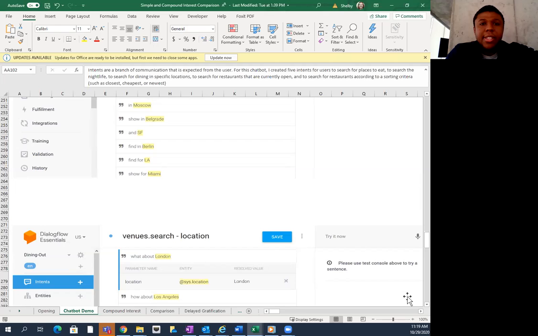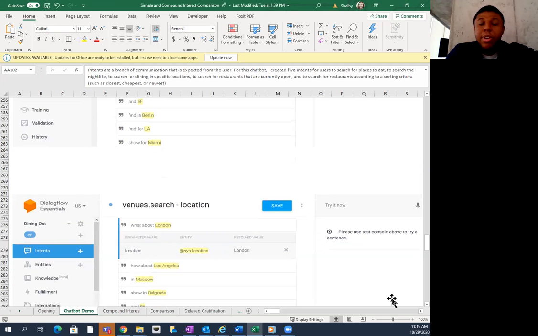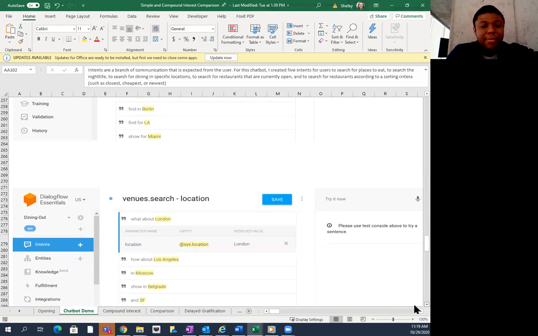So you can see here that the entity is highlighted in yellow. If you're trying to invoke an entity, but your entity is not being highlighted, then Dialogflow has not picked up on the entity, and you should double check that it's been properly defined.